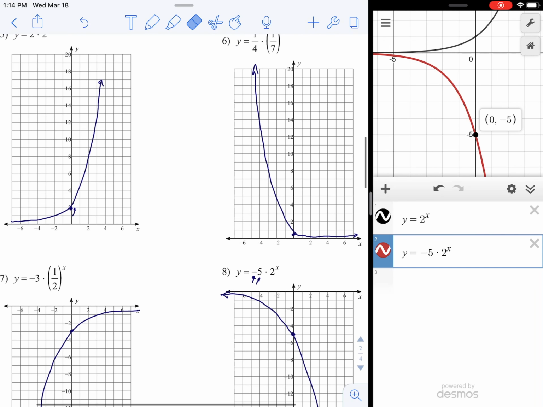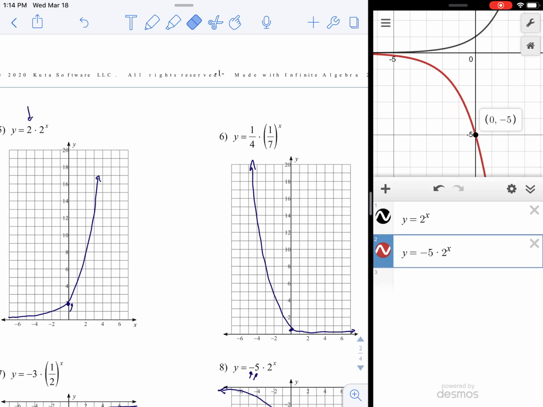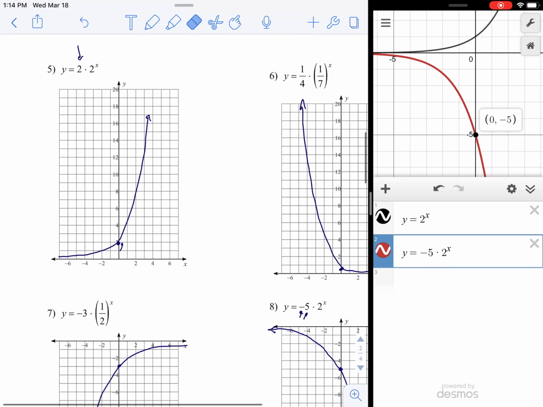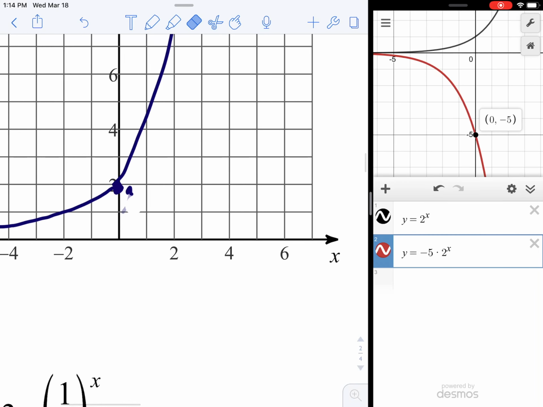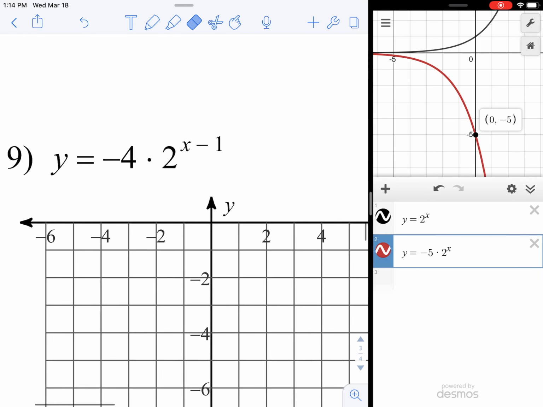Okay, so a negative flips it upside down. Multiplying by a coefficient of a fraction sort of compresses it a little. Multiplying by a whole number sort of stretches it out a little. Essentially, you notice that in the y-intercept area. Let's go down to number 9.